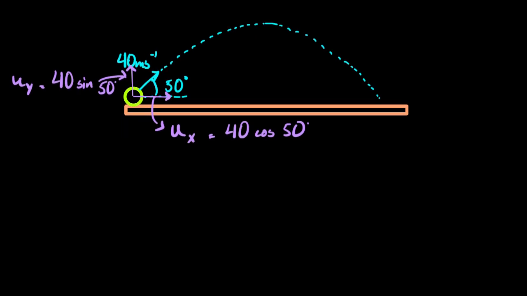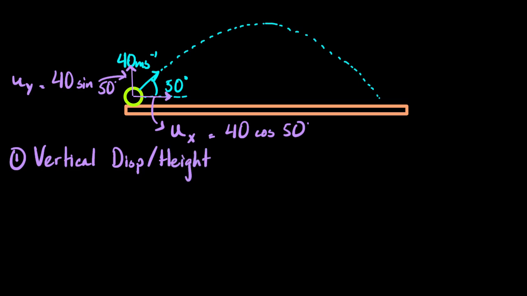And now you can be asked a variety of parts depending on each question. So for example, let's say the first part says that we have to find the vertical displacement, and other questions may also just call it the height at a certain time. Let's say that this is at this time, so at t equals 2 seconds, right? What is the value of the vertical displacement at this time?